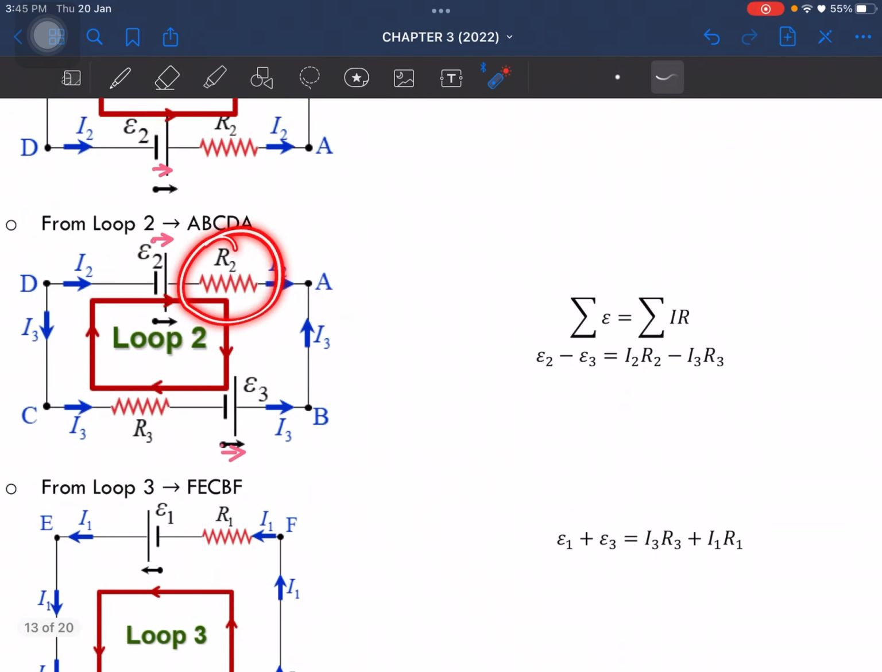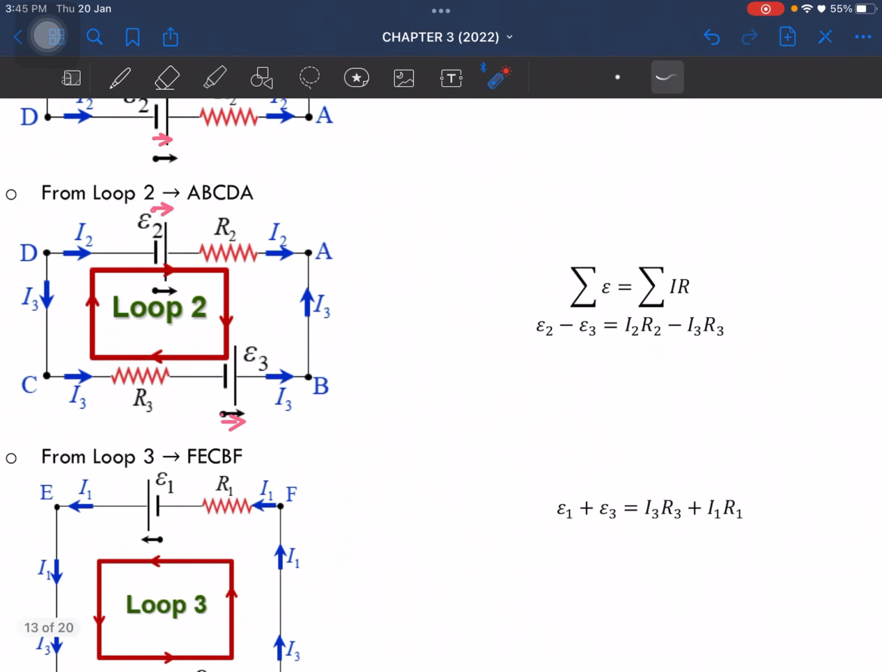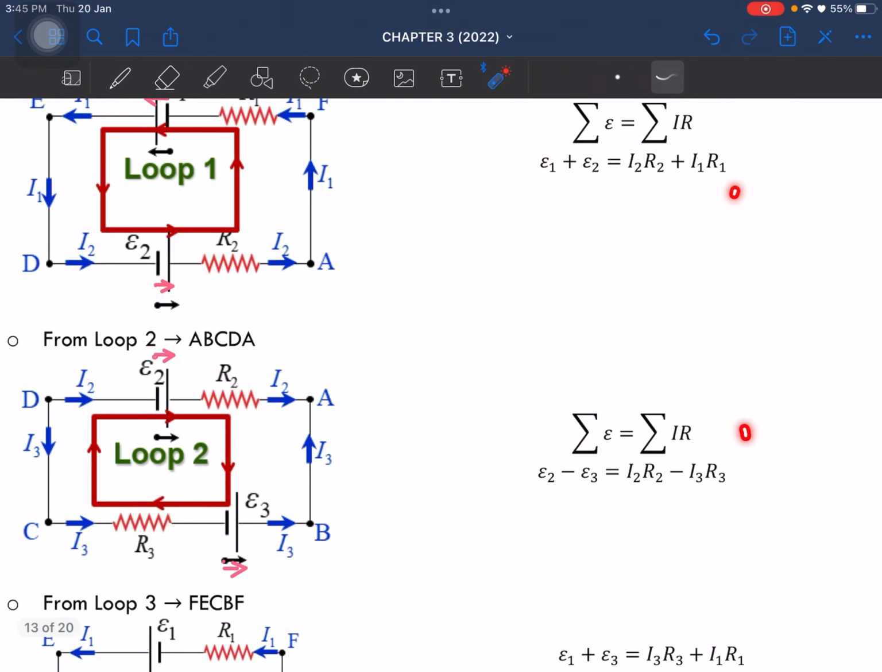Now let's look at the product of IR. For resistor number 2, the direction of the loop is similar to the current, so it is positive. Then for resistor number 3, the current is going to the right, but the direction of the loop is going to the left, so it will be negative I3 R3. Okay, so we now have the equation for each loop.